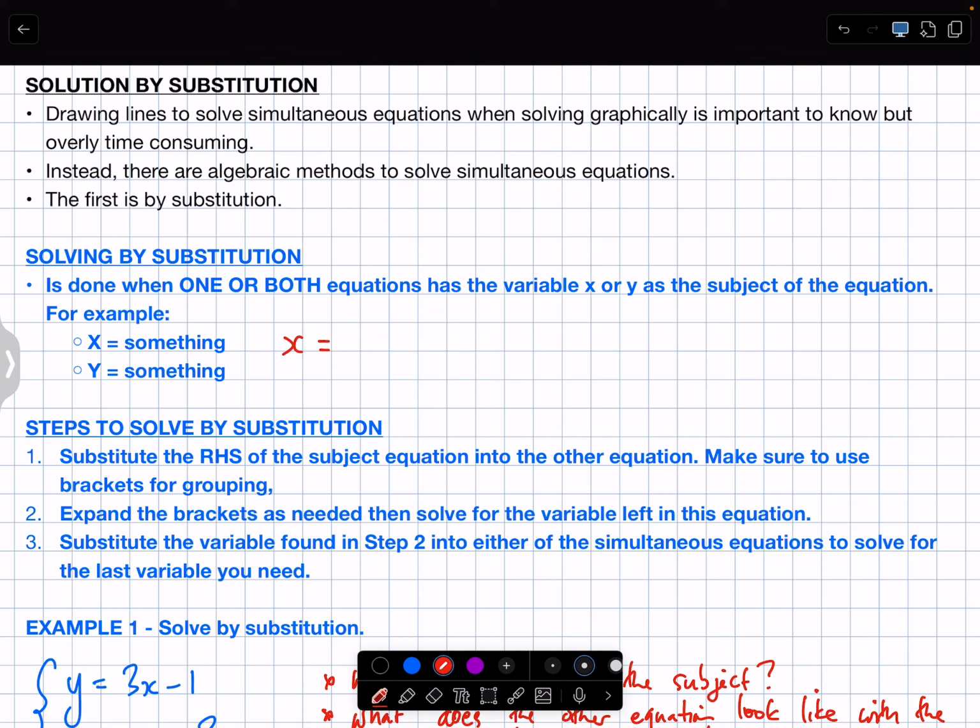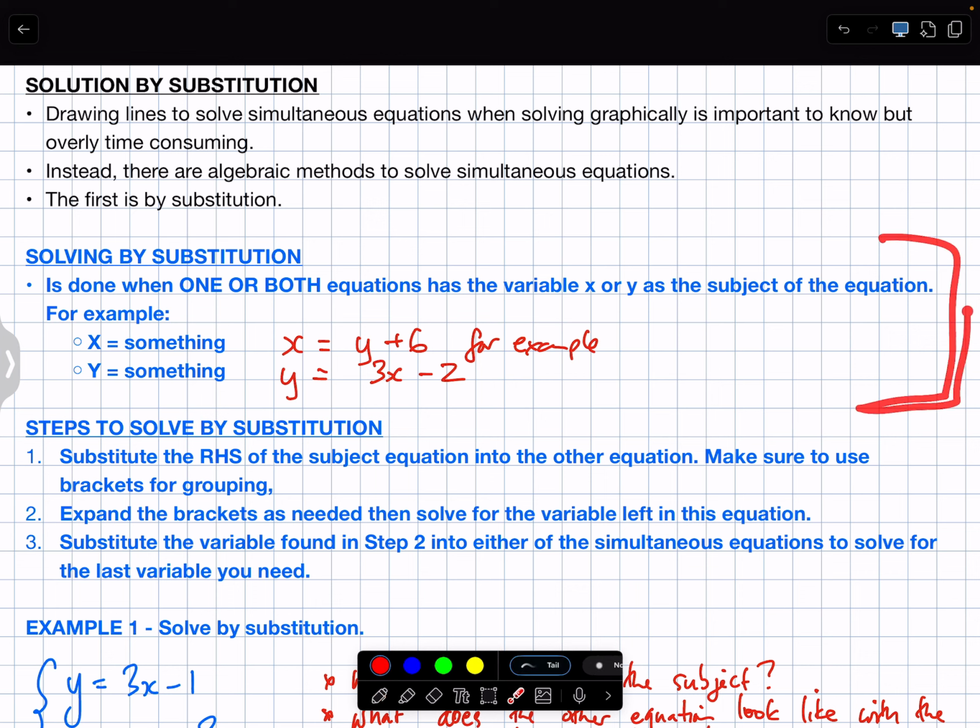x is equal to y plus 6, for example. Or it could be y is equal to 3x take 2. An equation is written with x or y as a subject when x is by itself or y is by itself. So just get that for now. This is saying when you do solving by substitution, and then I will show you how to.